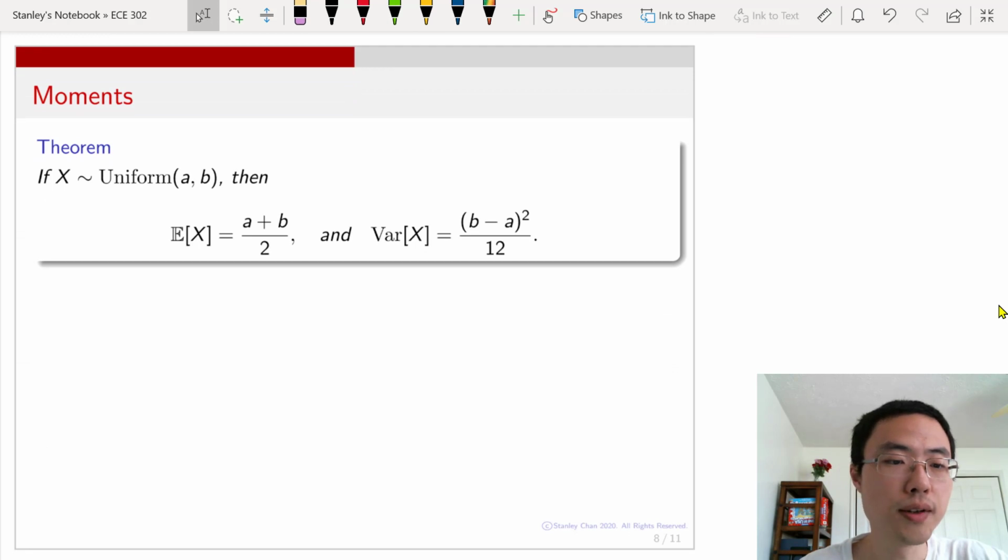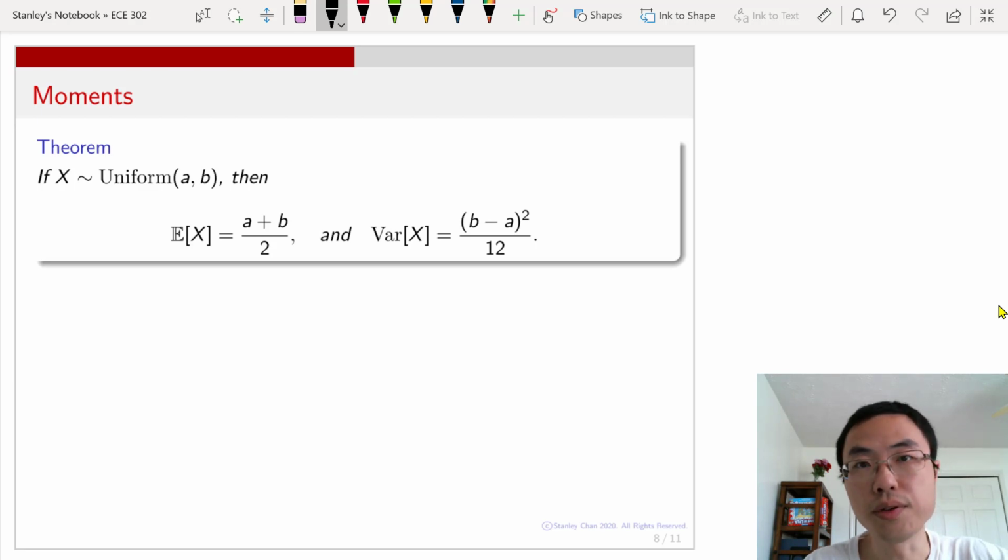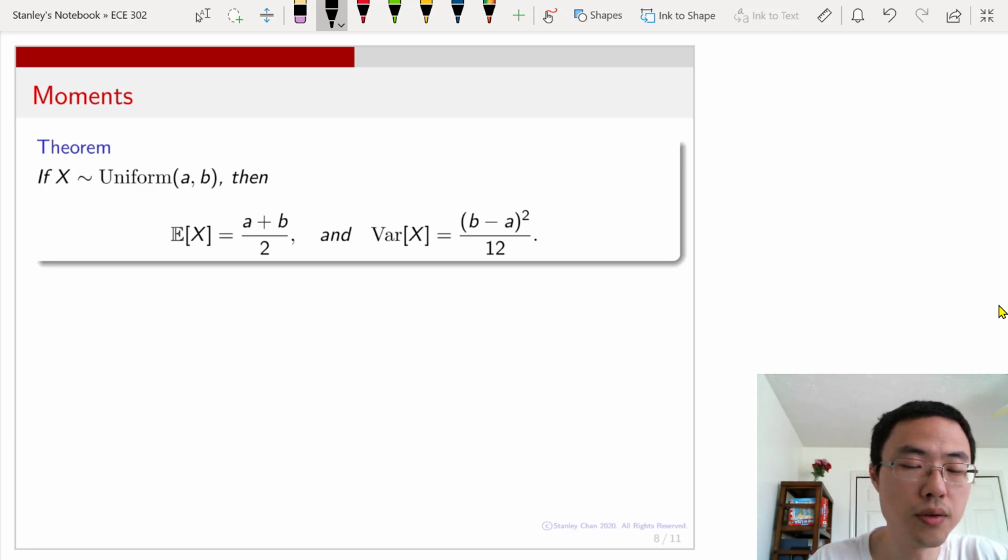The moments of a uniform random variable can be calculated as follows. Let's say your random variable x is between a and b, then the expectation, which is also the mean, is just the midpoint of the distribution. The variance is (b minus a) squared divided by 12. The proof of these is actually very straightforward.